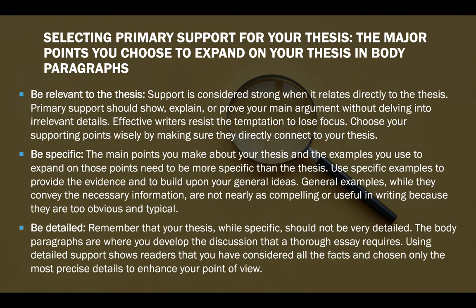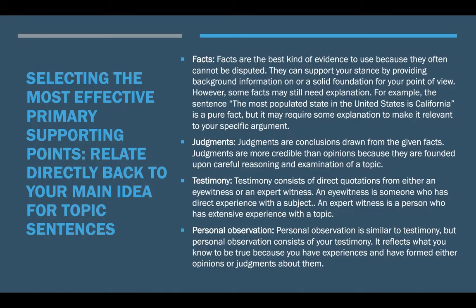Your body paragraphs should all be around the same length. Each one should be about the same length. So just make sure you find the most important, the most detailed, the most compelling argument and details to support that argument. So selecting the most effective primary supporting points relate directly back to your main idea for topic sentences. So remember we talked about topic sentences, and we said those are kind of like a mini thesis for that particular paragraph. So that first sentence in every body paragraph, I should read that and know exactly what point you're going to be covering in that paragraph.